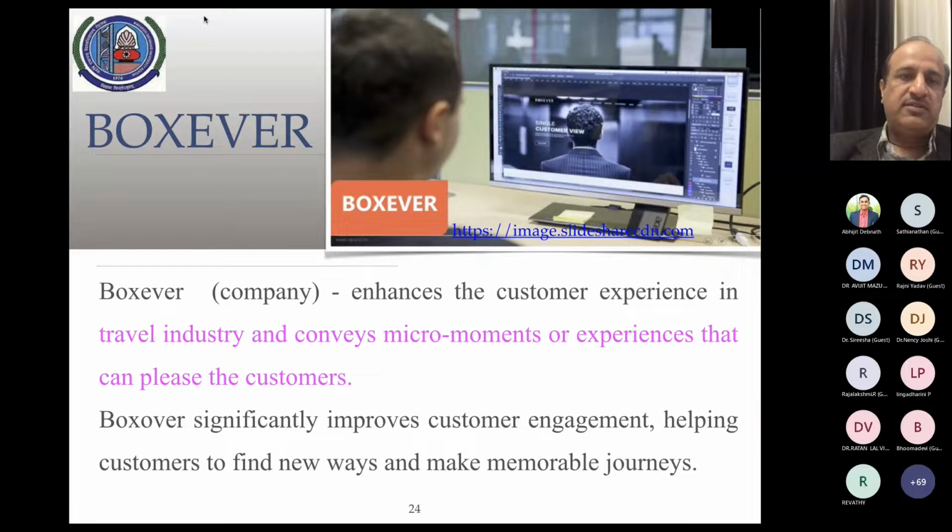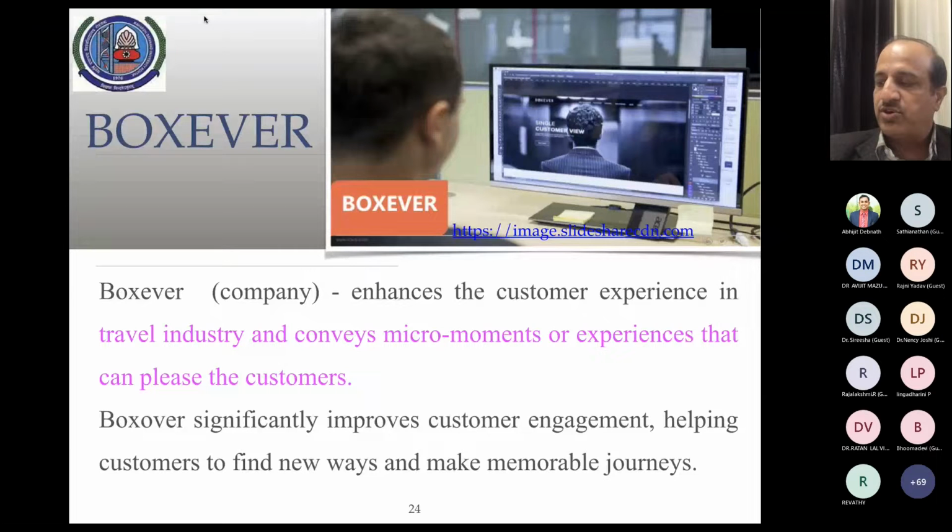This company, the box saver, has been made to enhance the experience in the travel industry. It will convey to you the micro moments whenever you leave your home for any destination. It will make everything available to the person concerned so that they have the best experience in their journey. So new ways, new memorable journeys, and customer engagement is the main driver.